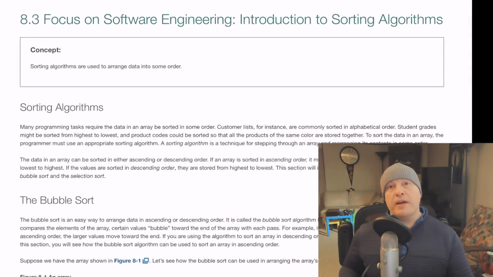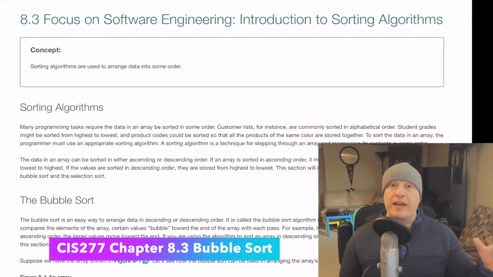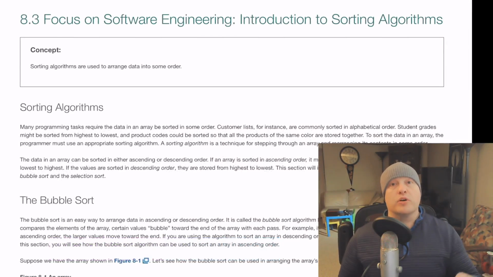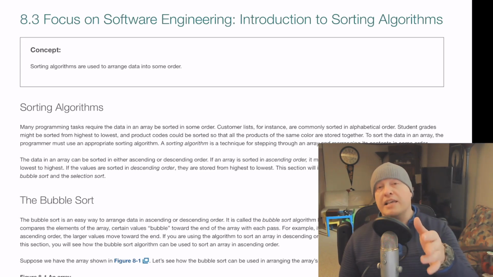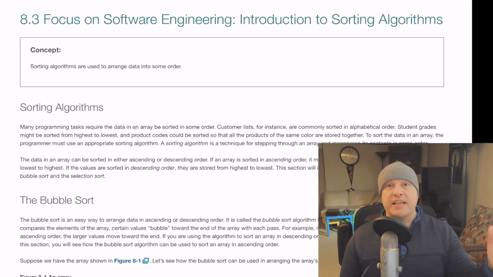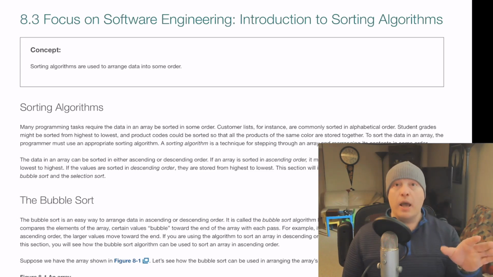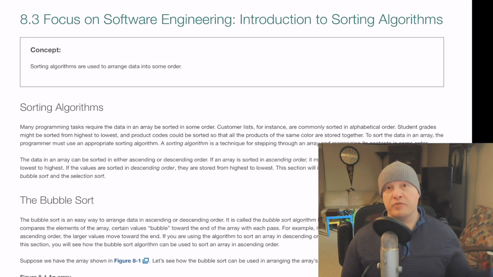So here on page 477, we have 8.3 and we have the bubble sort. This is the first of our two sorting mechanisms, and it is brute force. It will get the job done. It is, however, slightly inefficient.